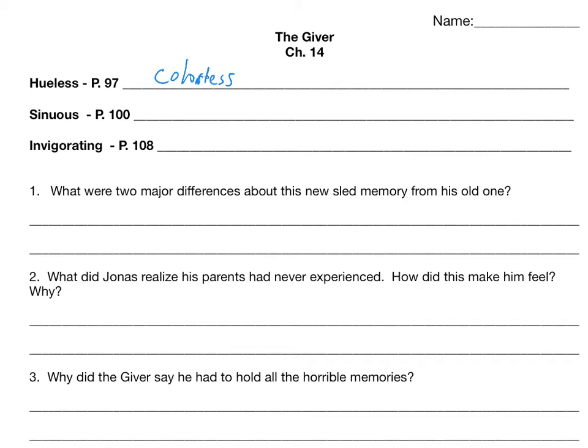Let's go to sinuous, page 100 or 126. If you've got the white book, come join me. Please be faithful in continuing to look these words up with me. That makes you a better reader. It makes you better at your vocabulary words when you see them in context. 3 paragraphs from the bottom, starting with now he saw another elephant.